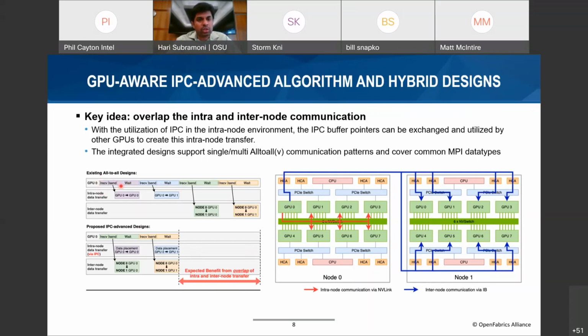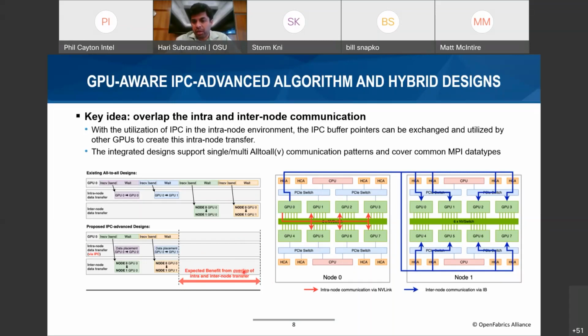So in essence, the all-to-all designs were happening in a serialized fashion, as shown in the figure on top. What we were able to do here was overlap both the intranode and the internode phases so that it would look something like this. While the intranode transfers are triggered using asynchronous CUDA memcopy operations, the internode operations would be driven by the InfiniBand network adapters.